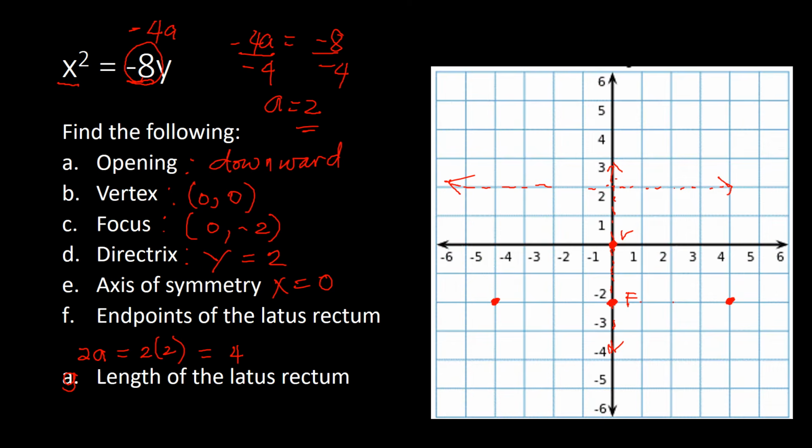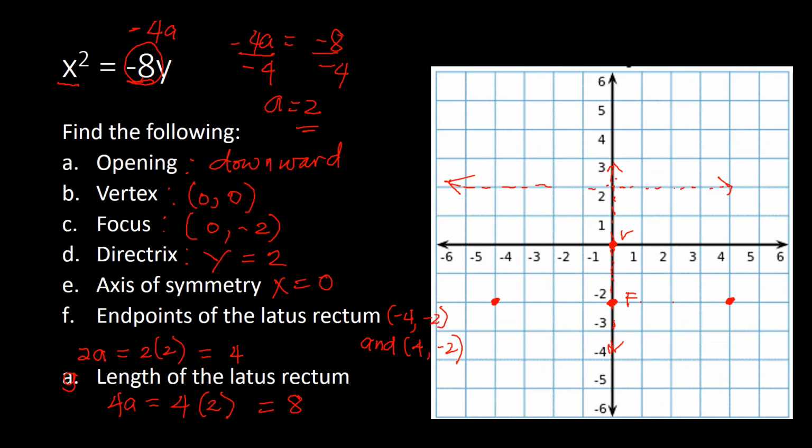So naming the endpoints here, we have that one as our x is negative 4, and then we have our y is negative 2. And another one, which is here, we've got that one as 4, and then we have our y, which is negative 2. So next one, we go for the length of the latus rectum. So we have that one as 4a. That's equal to 4 times our a is 2, that's equal to 8.